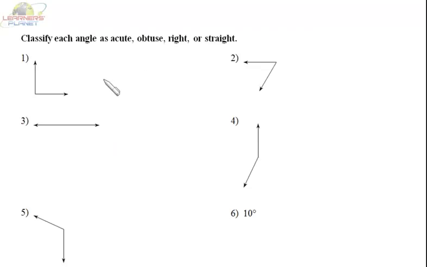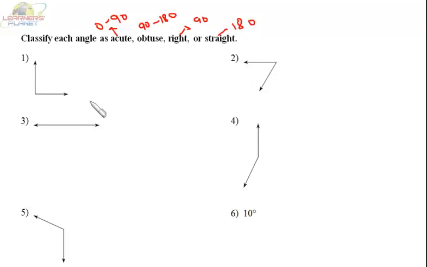Now in this question, we have to classify the angles as acute, obtuse, right, or straight. We have already discussed the definitions of all these angles. Acute angles are the angles which lie between 0 to 90. Obtuse is from 90 to 180. Right is 90 and straight is 180.